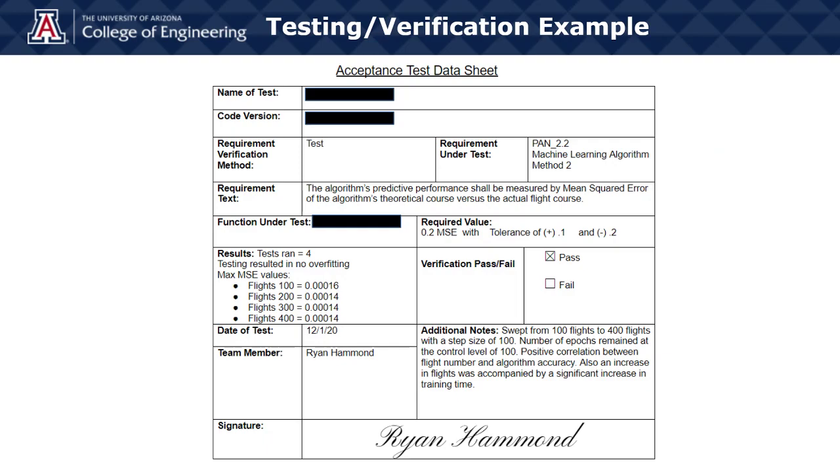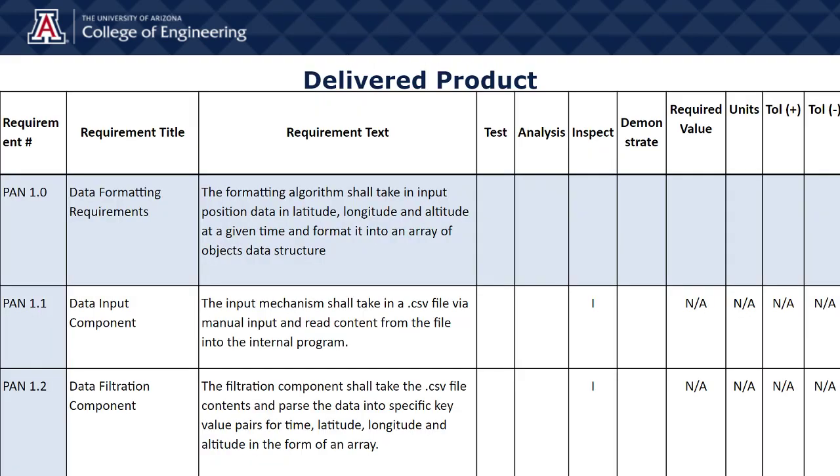Next, we have our acceptance test data sheet, which is a sheet that we used to verify that we completed a requirement with testing, where we show that the test was completed with the required value under tolerance.